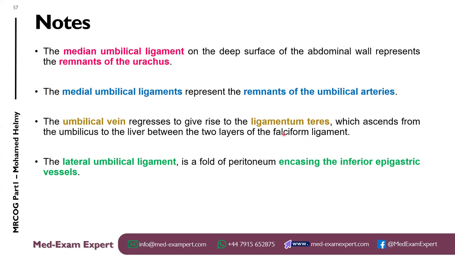This is, of course, discussed in short in embryology, but if you are asked about the origins, for example, what is the origin of the median umbilical ligament? It is the remnant of the urachus. What is the origin of the medial umbilical ligament? It's the umbilical arteries. Ligamentum teres is the umbilical vein, and the lateral umbilical ligament is the fold of peritoneum made by the inferior epigastric vessels.